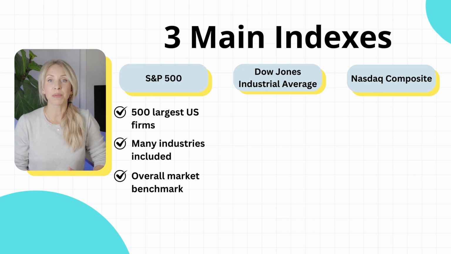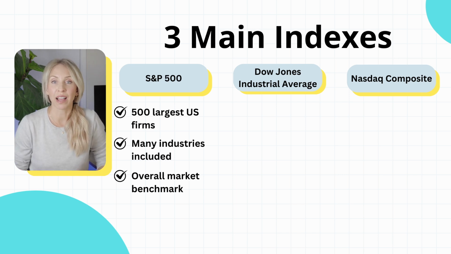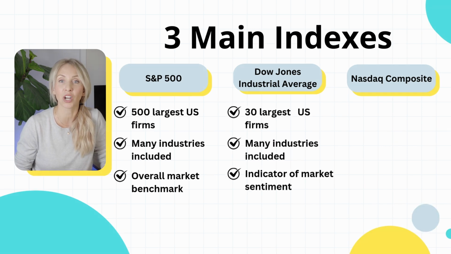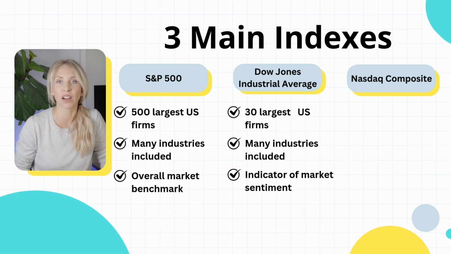Next up is the Dow Jones Industrial Average, often referred to as simply the Dow. The Dow tracks the performance of 30 largest U.S. companies across various industries and can act as a key indicator of the market sentiment and investment decisions.